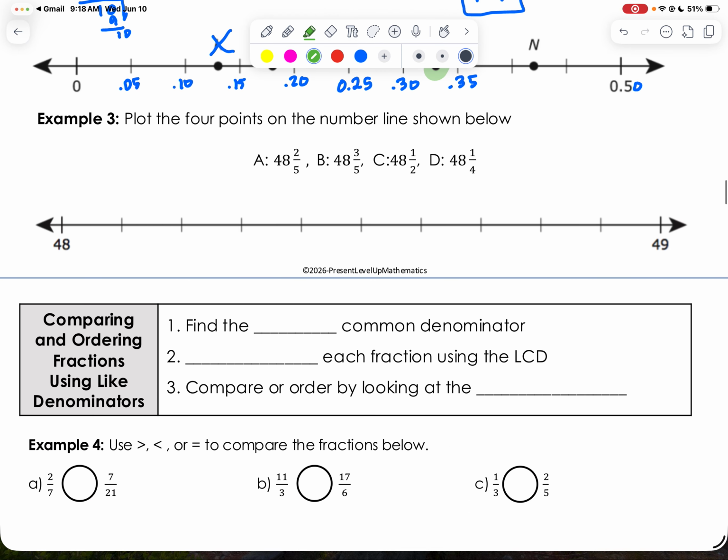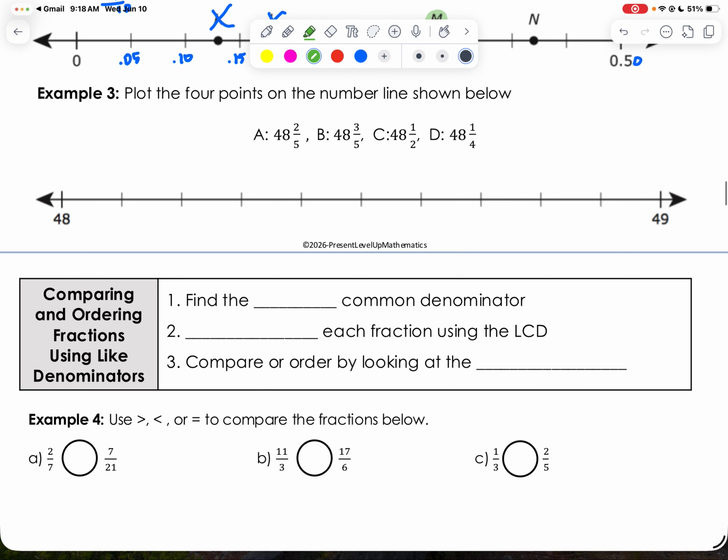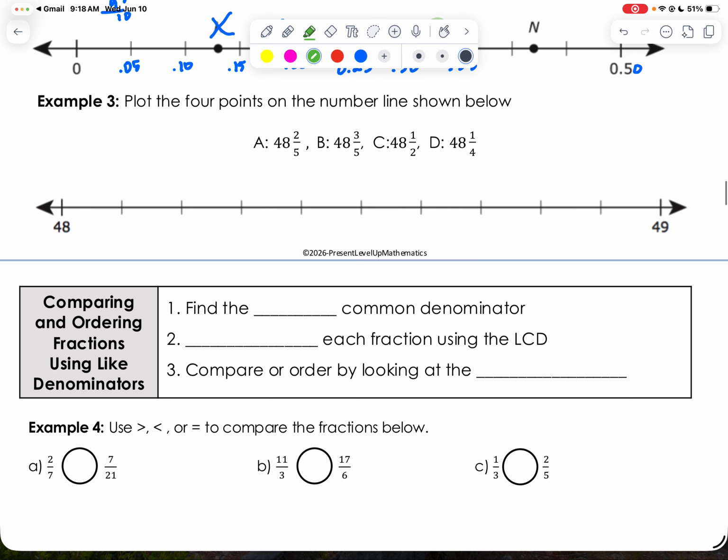All right, example 3. Plot the 4 points on the number line below. And on our number line here, we have on the far left 48, and the far right we have 49. So we need to see what these tick marks represent. So there's 1, 2, 3, 4, 5, 6, 7, 8, 9, 10. So that means they're going by tenths. So let me erase that. I want to label these.